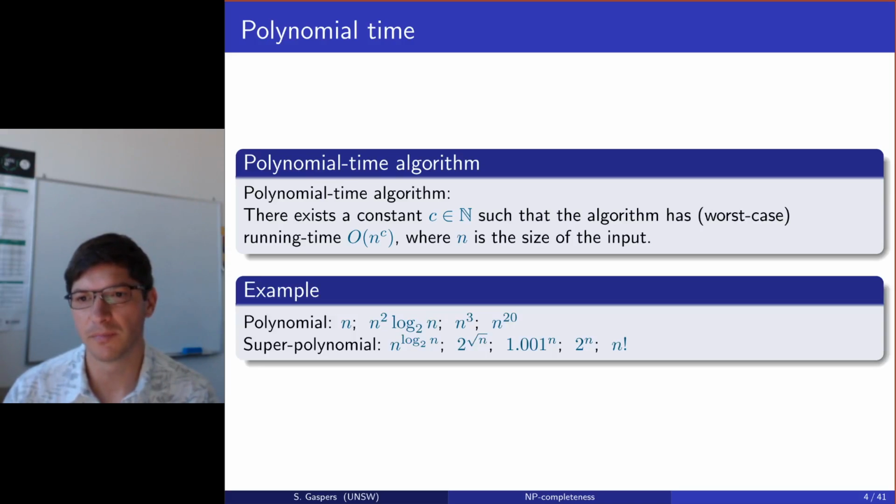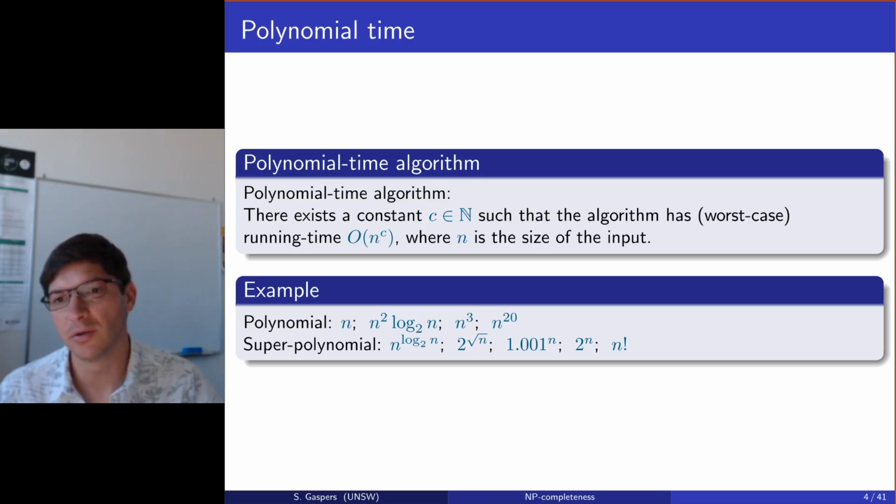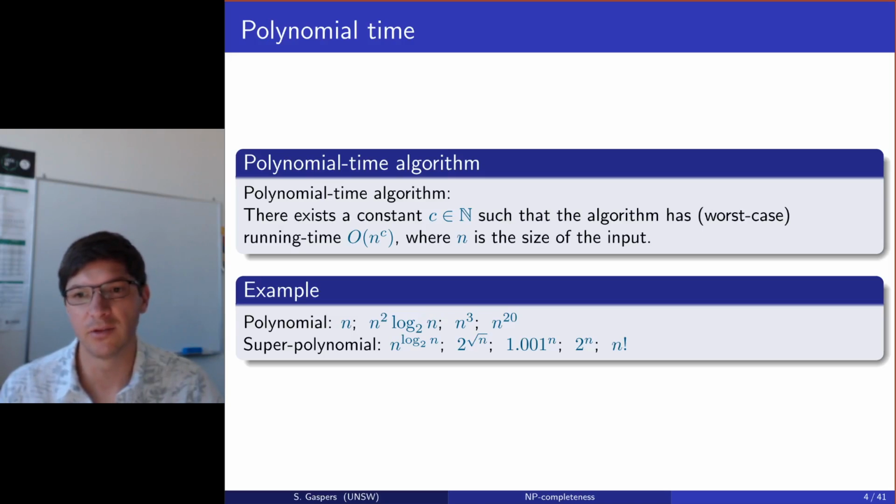So you know many polynomial time algorithms, and here are some of the running times you could encounter. If we have a running time that's linear, that means that the running time is order n. You could have running times of the form n squared log n. You could have an n cubed running time, or an n to the power 20, that's also still polynomial.